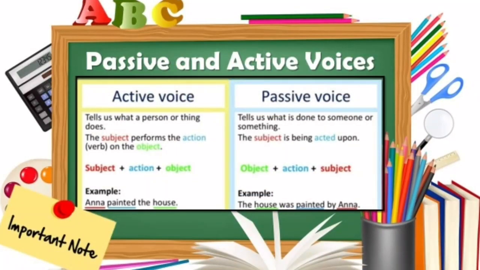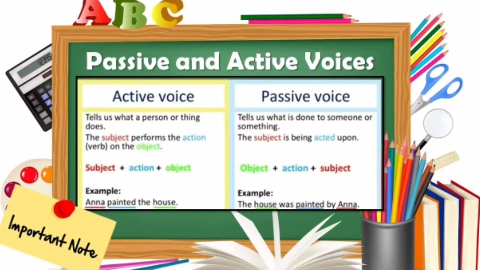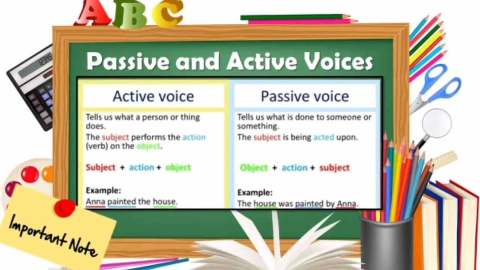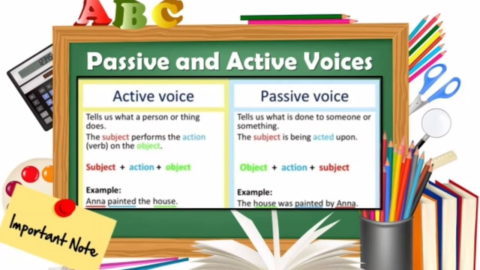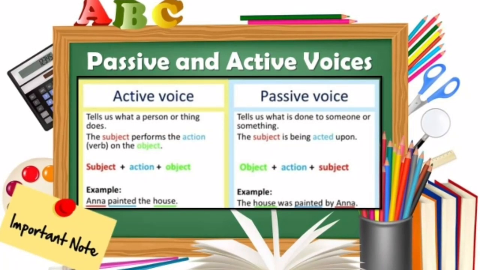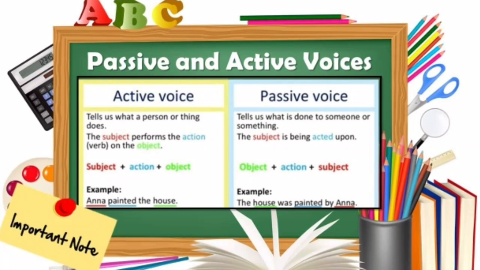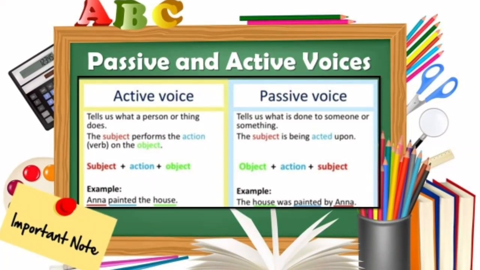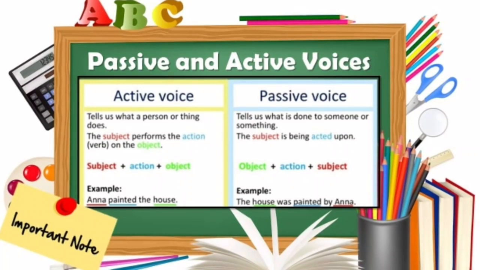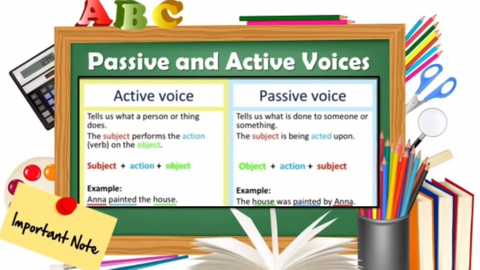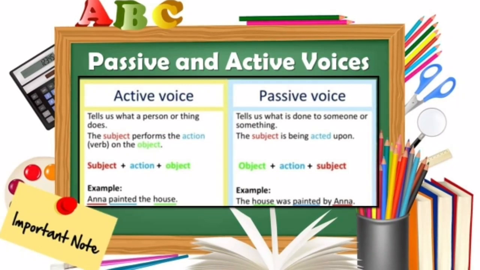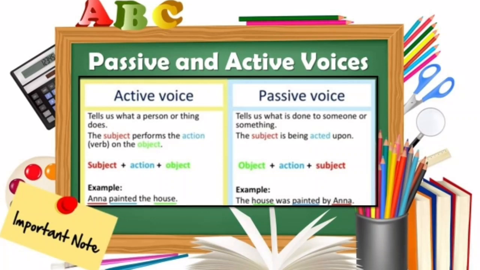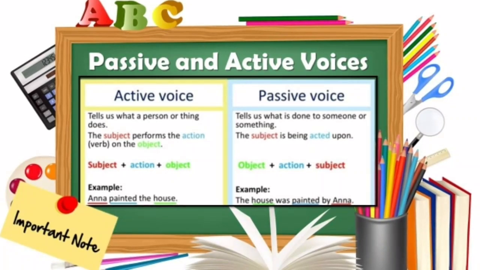Take note of this. Active voice tells us what a person or thing does. The subject performs the action or the verb on the object. Our pattern is subject plus action plus object. Example, Anna painted the house. Anna is the subject, painted is the action, and the object is house.